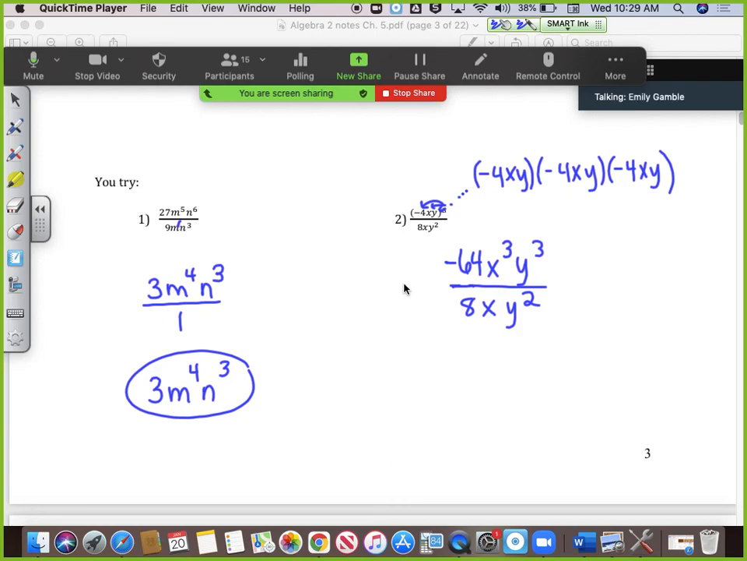So then I can simplify the coefficient numbers. Negative 64 divided by 8 is negative 8. X to the third over x to the first would be 3 minus 1, which is going to be x squared. So I would have x squared left. Y to the third over y squared, 3 minus 2 is y to the first power. So my final answer would just be negative 8x squared times y.